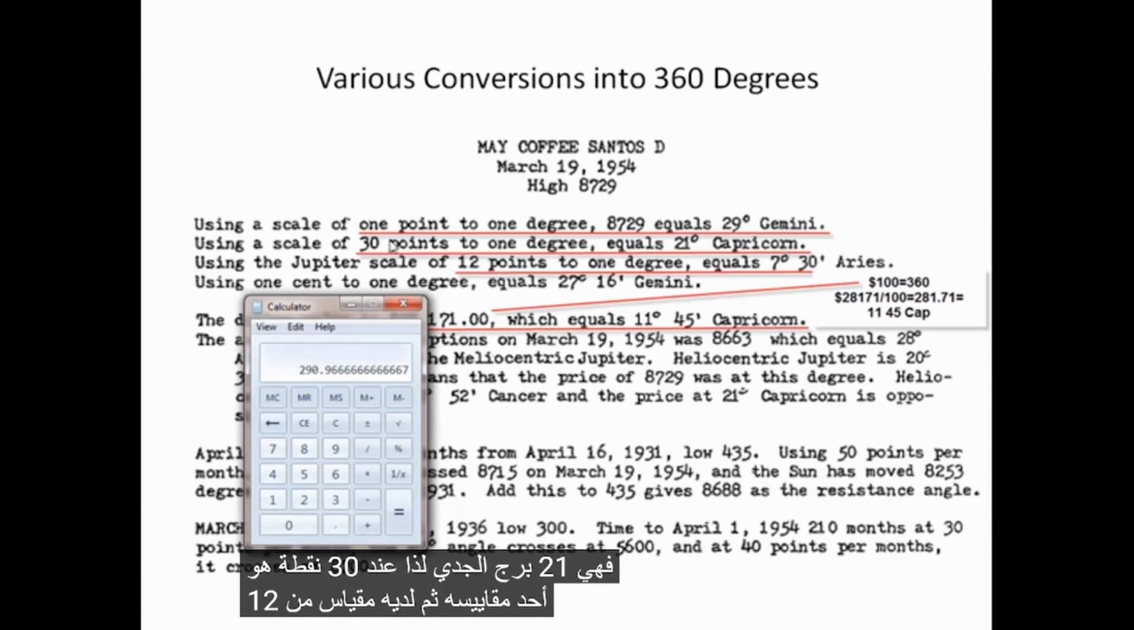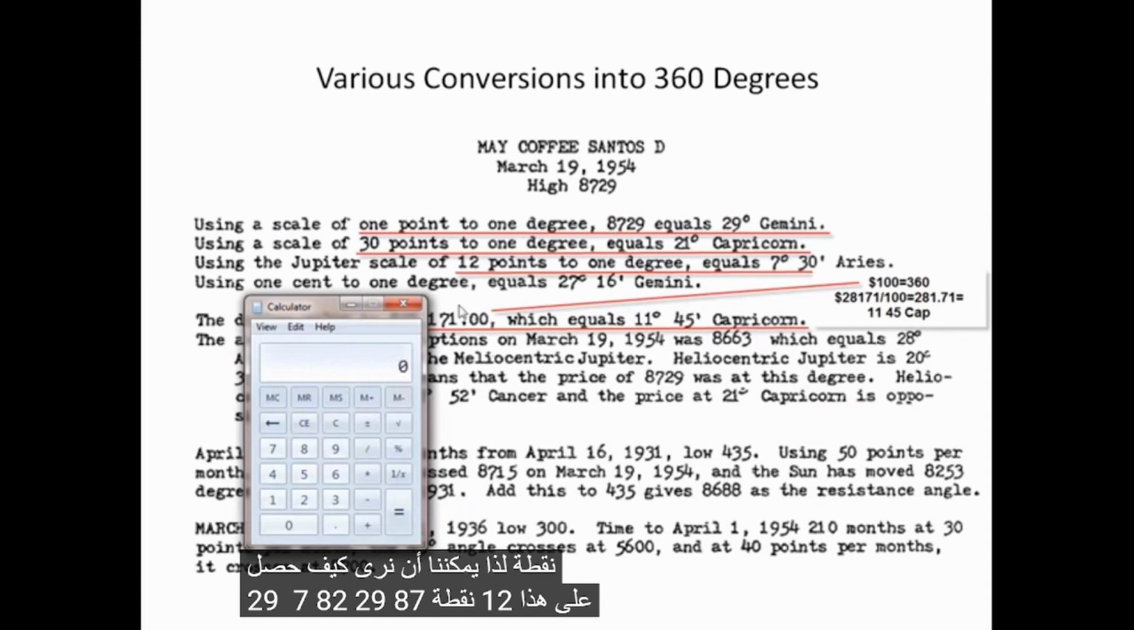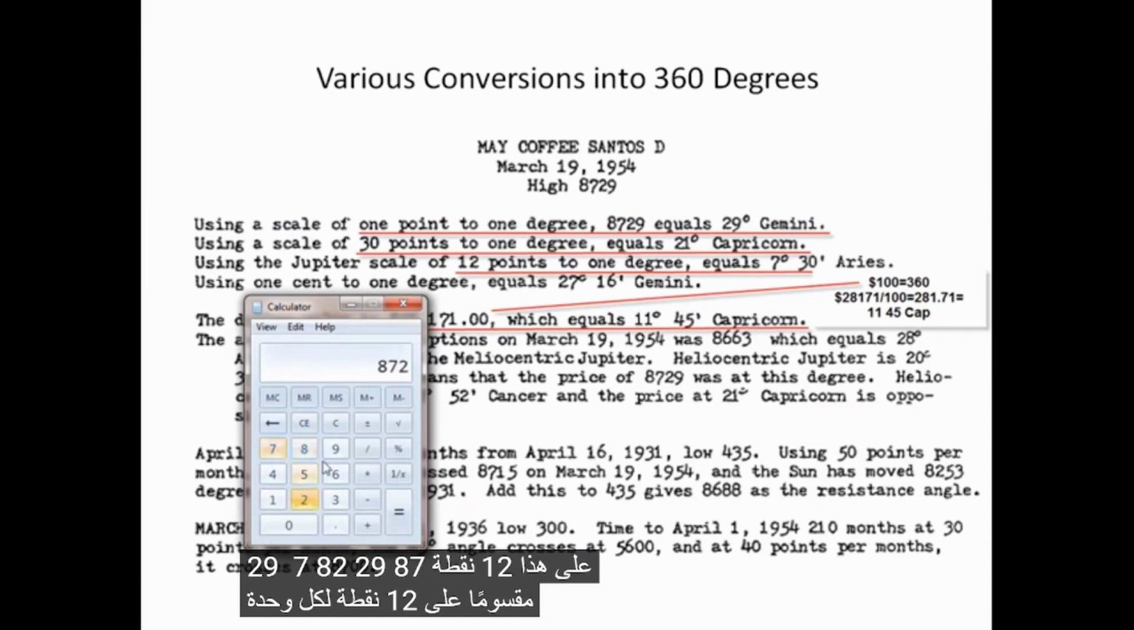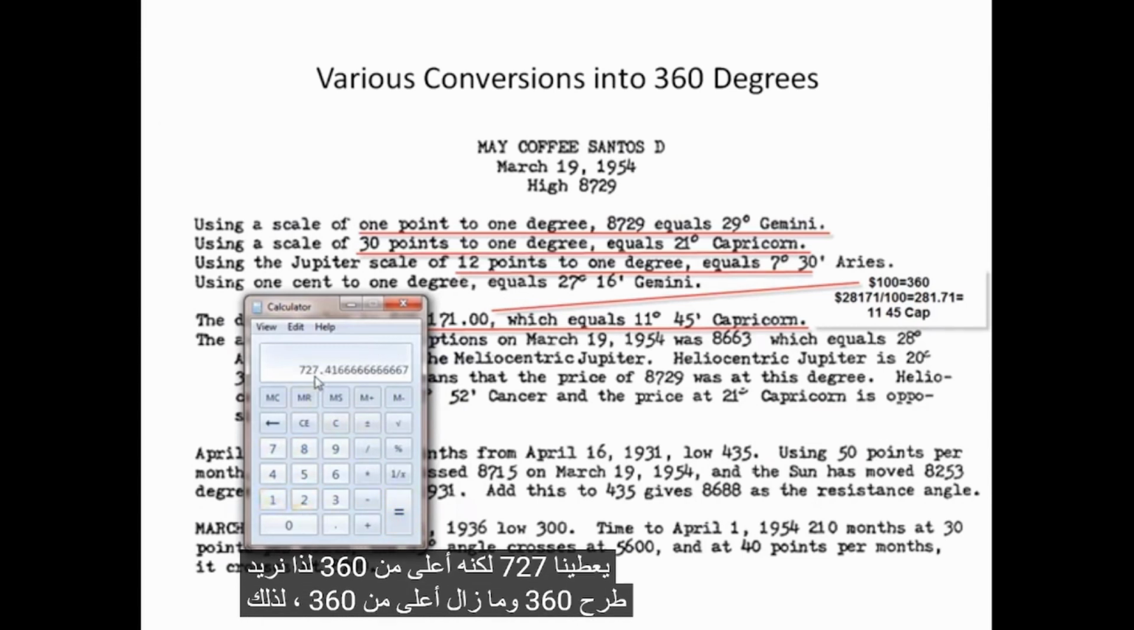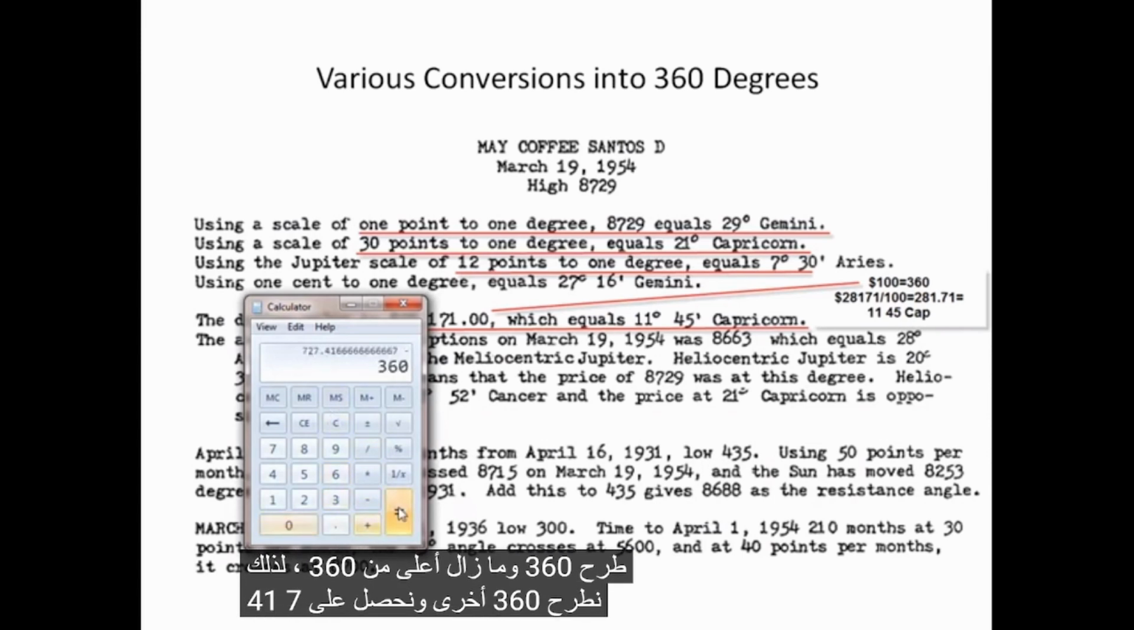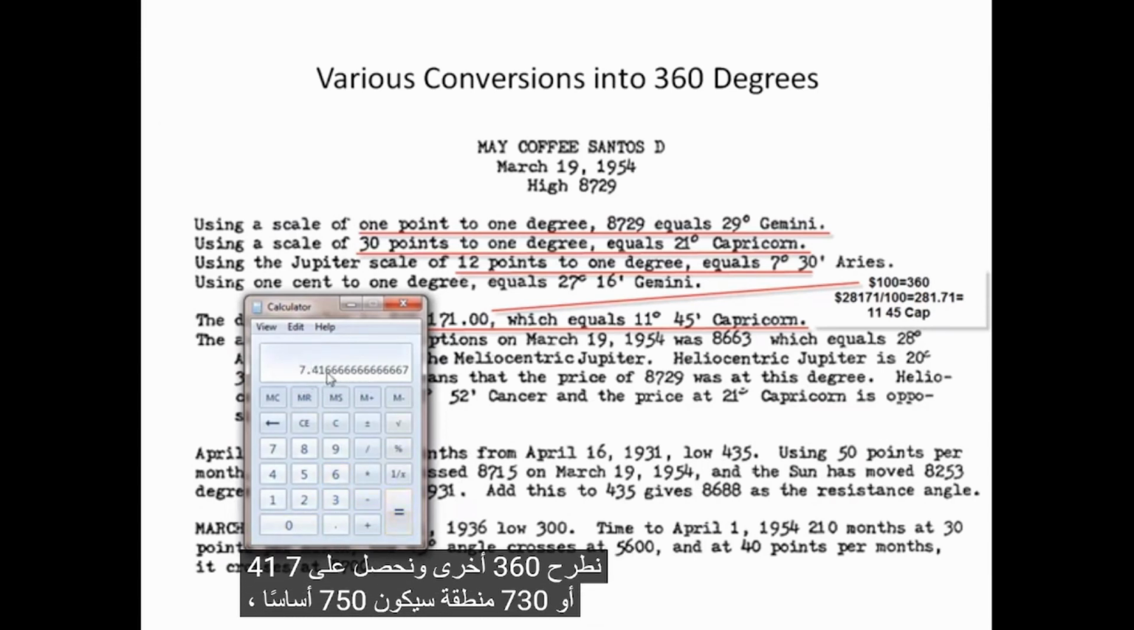Then he has a scale of 12 points. So how is he getting this 12 points? 8729 divided by the 12 points per unit gives us 727, but it's above 360, so we subtract 360. And it's still above 360, so we subtract another 360, and we get 7.41, or 7.30 Aries. It would be 7.50. Basically, it's not quite 7.30 Aries.